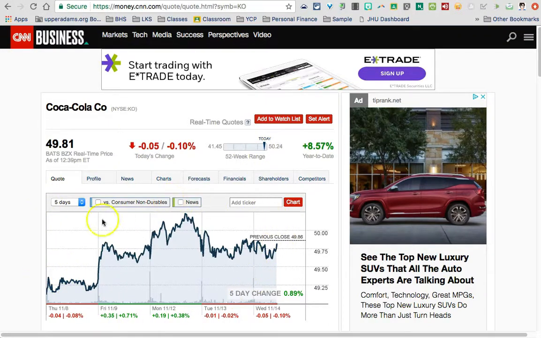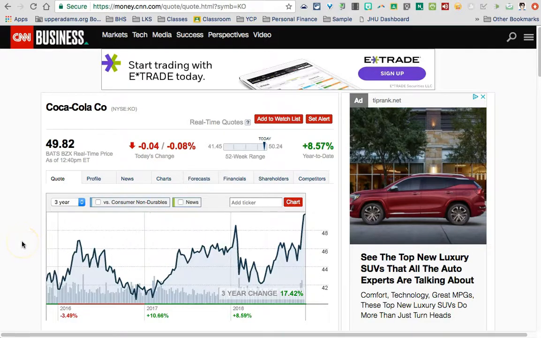Again, you have the same chart here. So was Coca-Cola over the last 5 days experiencing a bear or a bull market? And again, we can change this. I'm just going to do 3 years. What was their trend over 3 years, a bear or bull?